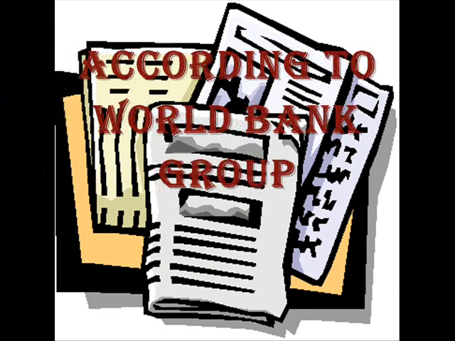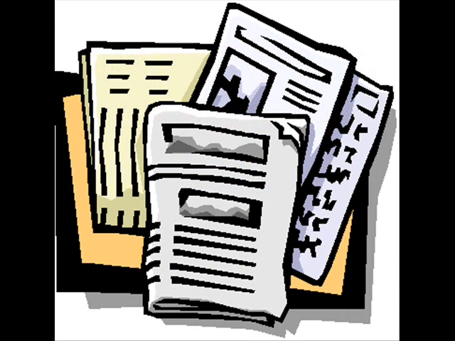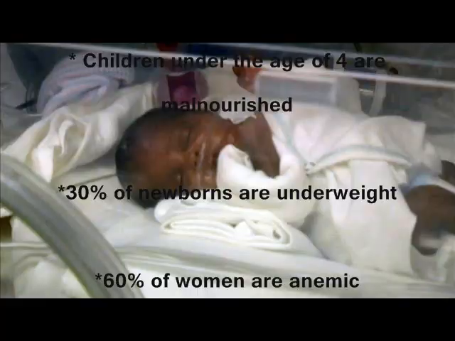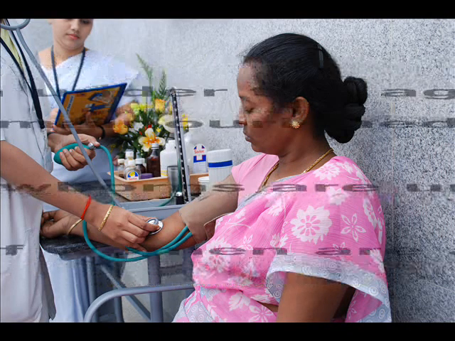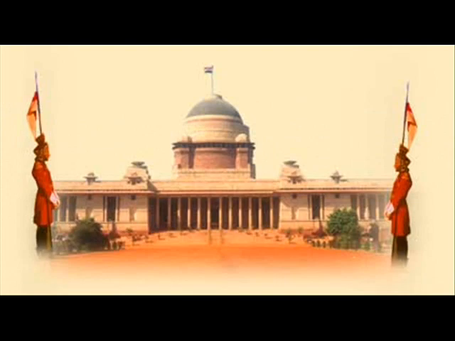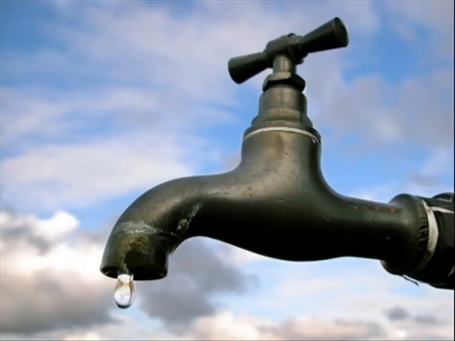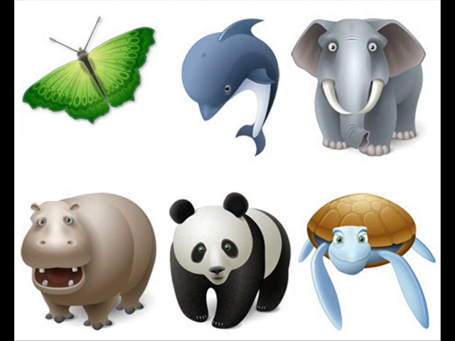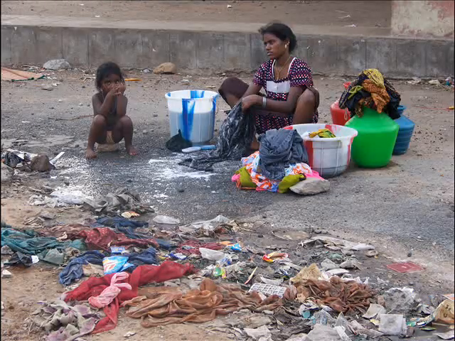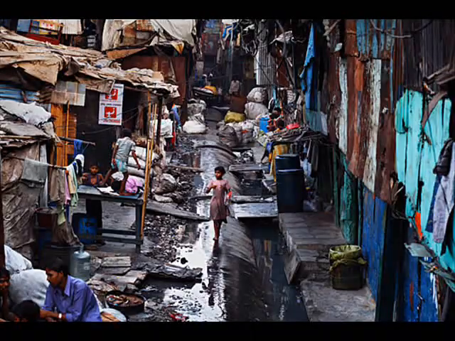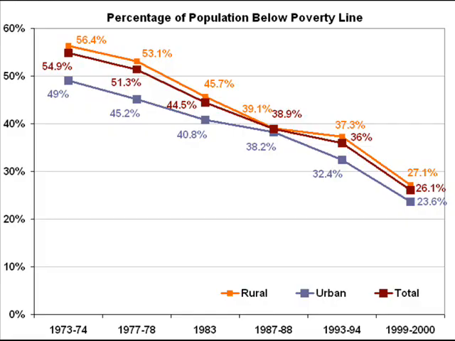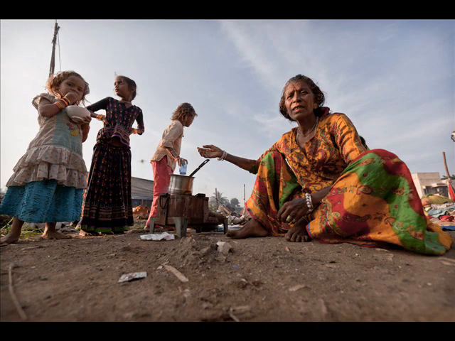According to an article by the World Bank Group, more than half of all children under the age of 4 are malnourished. 30% of newborns are underweight and 60% of women are anemic. The government of India cannot provide the everyday nutritional requirements to everybody in India. There is not a large amount of fresh drinking water for the people and animals. India, being a third world country, lacks the economic infrastructural base to provide a living for most people. 55% of India's population, or 645 million people, are living in poverty.